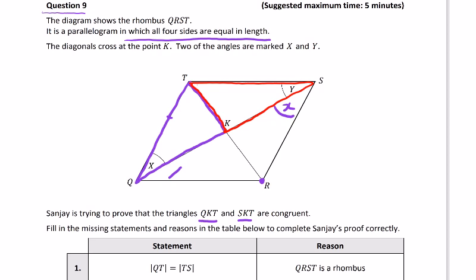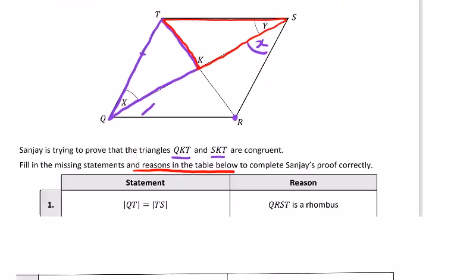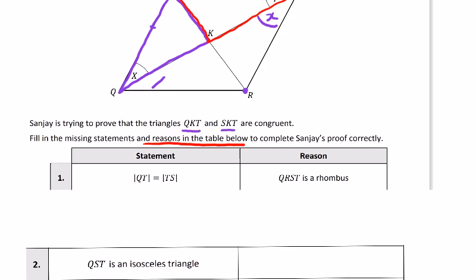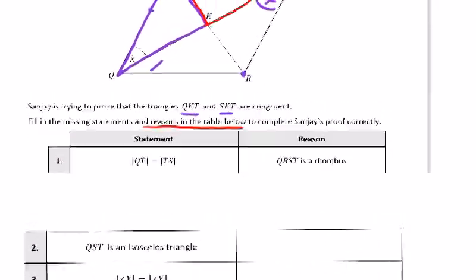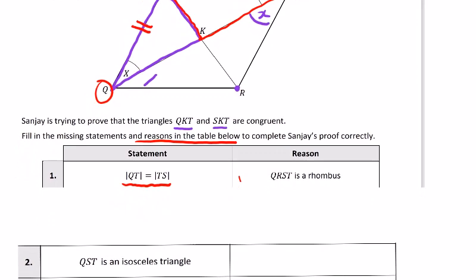So fill in the missing statements and the reasons in the table below to complete Sanjay's proof correctly. So the first one is QST is an isosceles triangle. QST, Q, S and T. Well, we're told that these sides are equal, I'll give them double lines now. So therefore it is QT is equal to TS. Well, we're given that as well. QT is equal to QS, but an isosceles triangle has two sides the same. So it is isosceles.